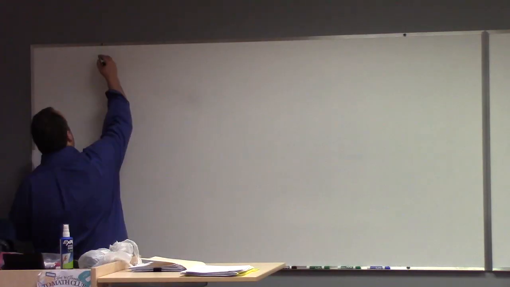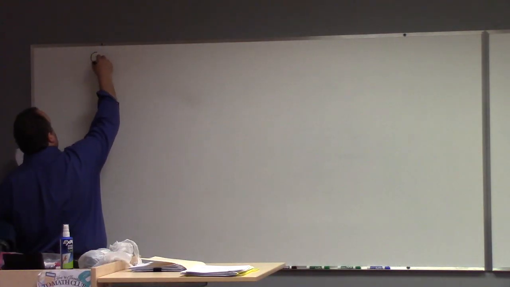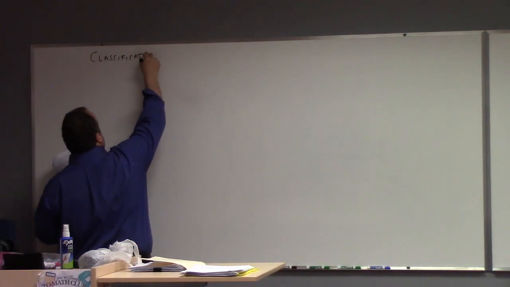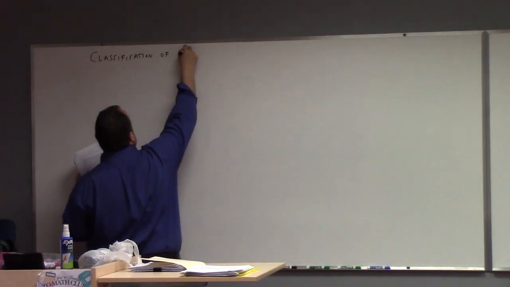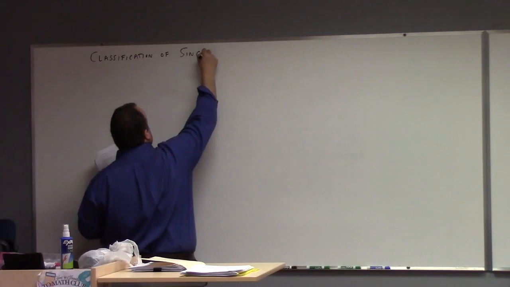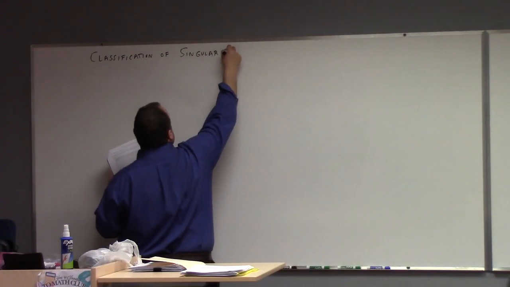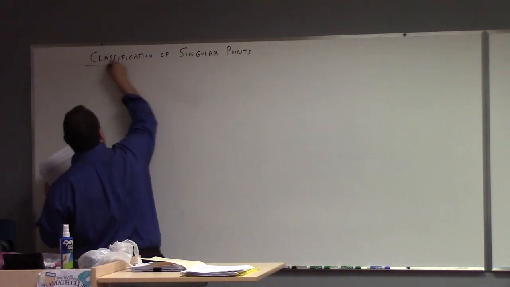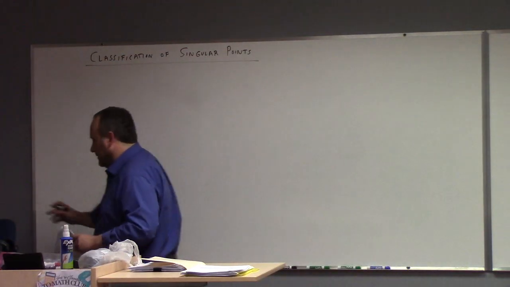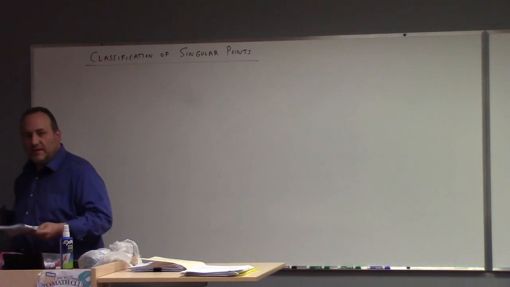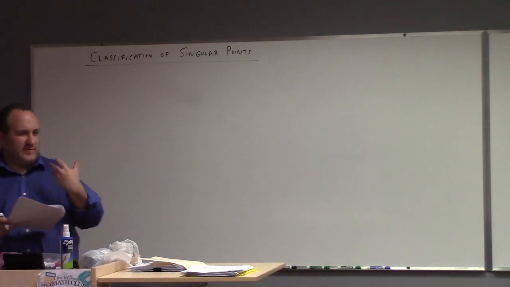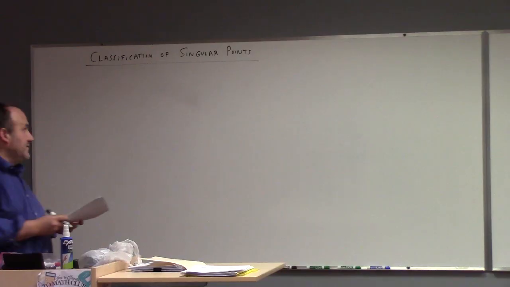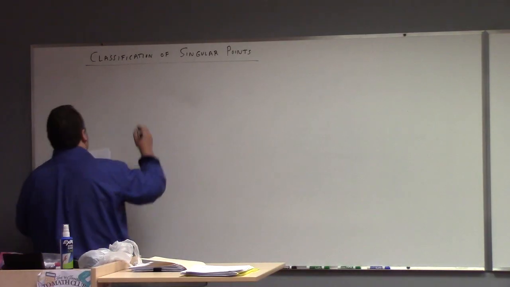All right, so today, to start with, I want to talk to you guys about the classification of singular points. This shouldn't take the whole class, so we'll do this for about the first half of class, and then hopefully the last half of class I'll talk to you guys about the method of Frobenius, which concerns how we solve a differential equation if we're faced with one of these particular singularities. And so here's the definition.